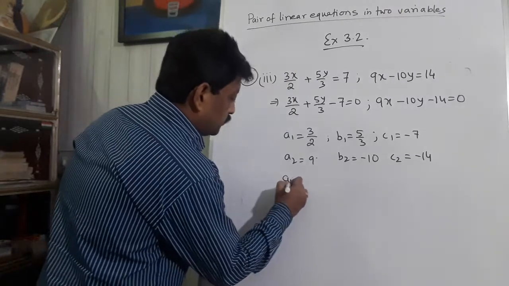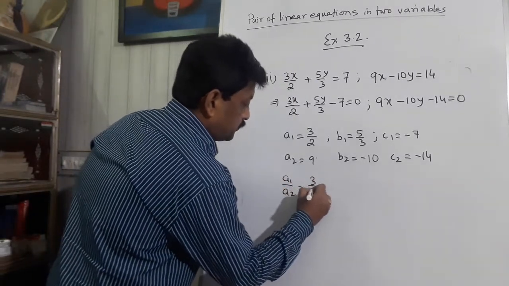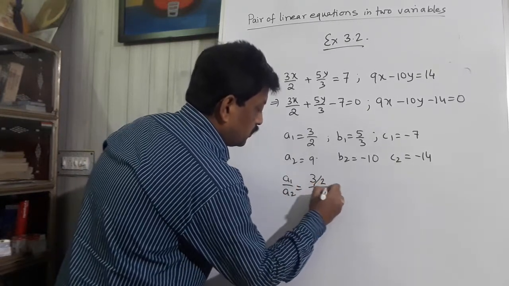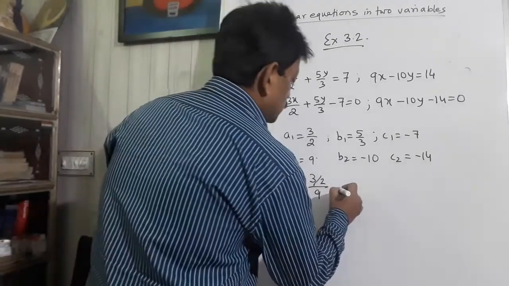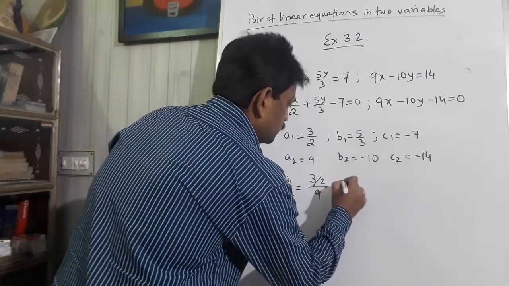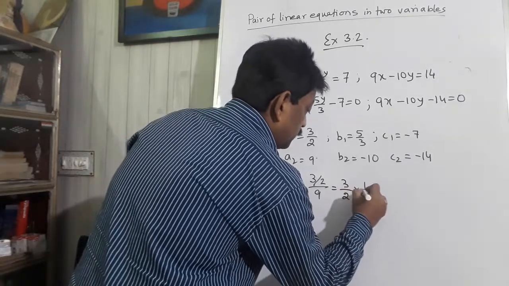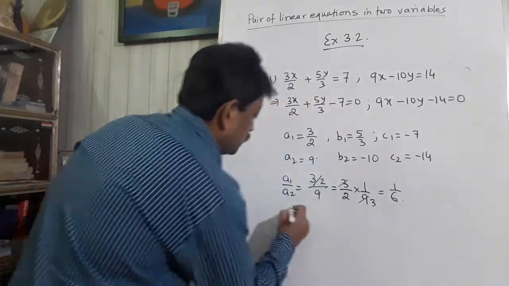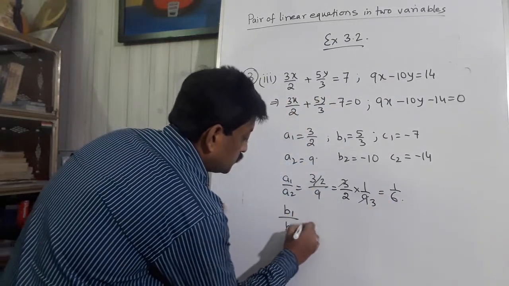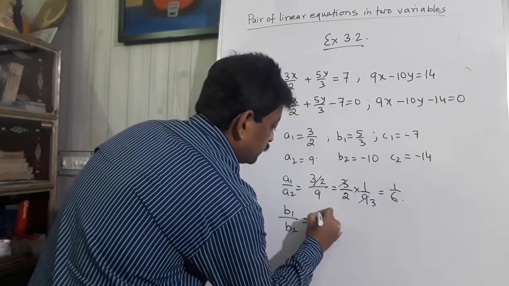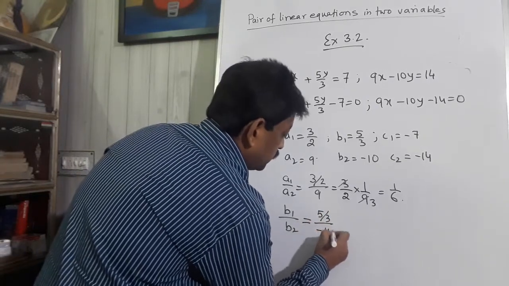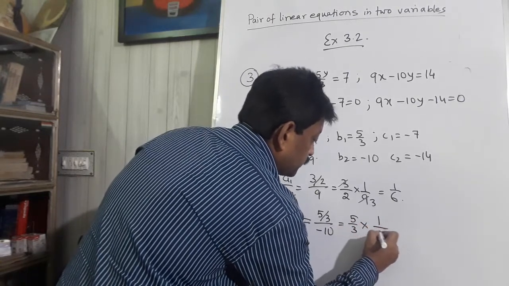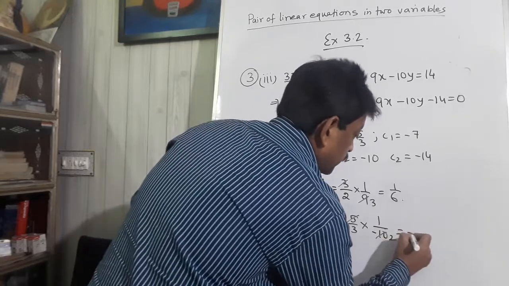So a1 by a2: 3 upon 2 by 9, that means 3 upon 2 into 1 by 9, so it is 1 upon 6. b1 by b2: 5 upon 3 by minus 10, that is 5 upon 3 into 1 by minus 10, so that is minus 1 by 6.